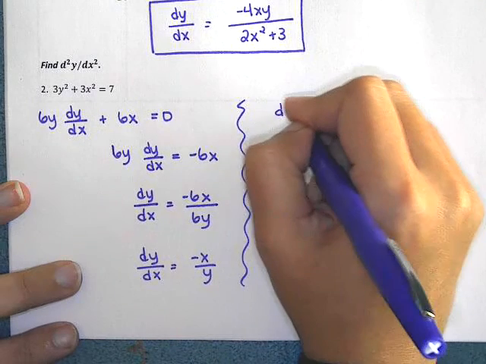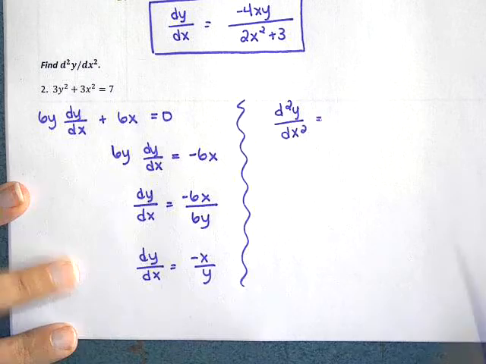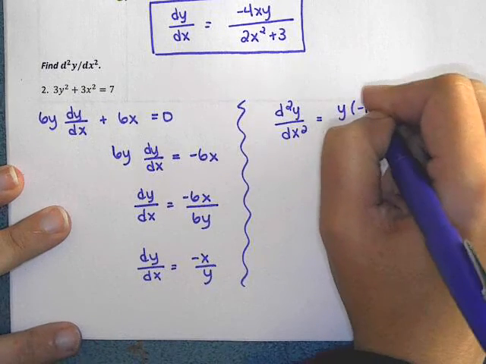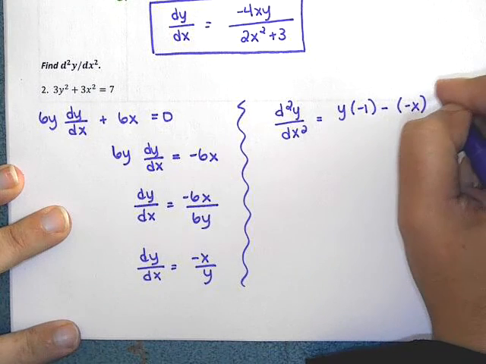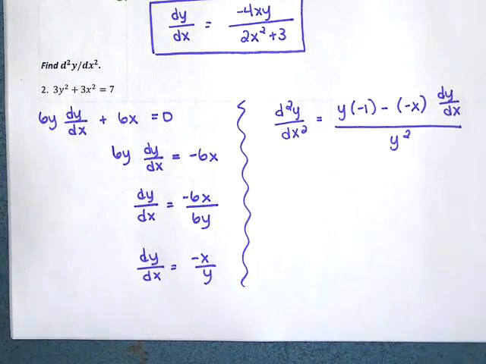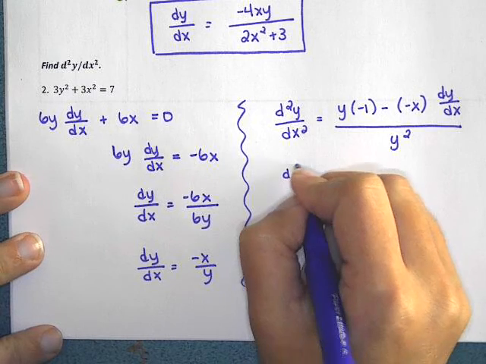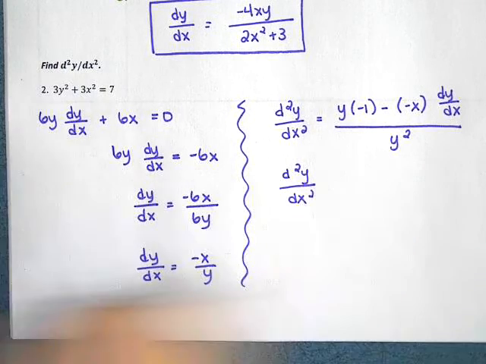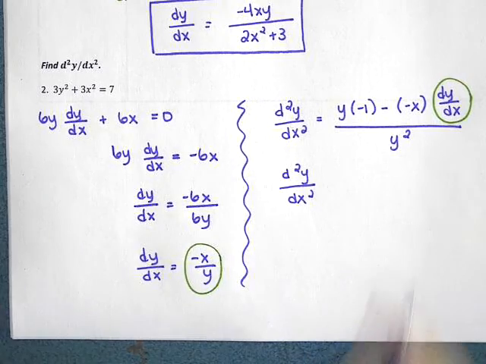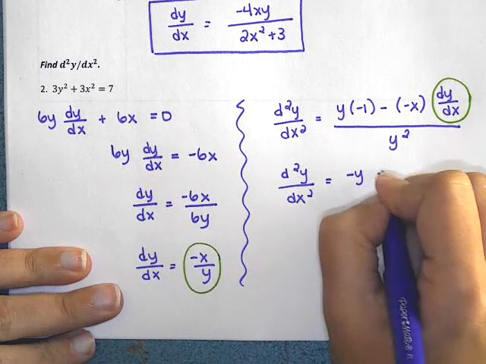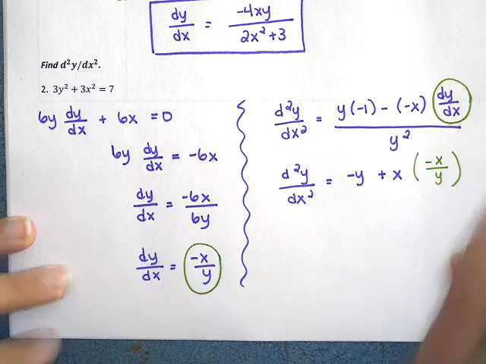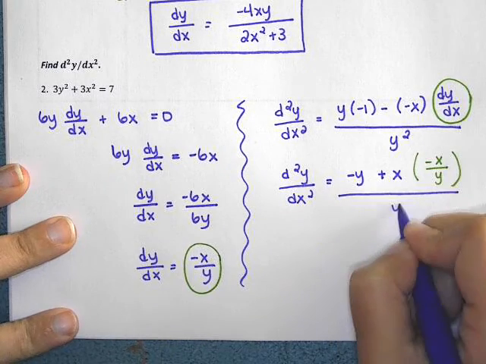So I get d squared y divided by dx squared. Now to find this derivative, I'm going to need to use quotient rule. So low d high minus high d low. The derivative of y would be dy/dx, and low squared goes down below. Now I can simplify this a little bit right away. And one of the other things that I'm going to do right away is I'm going to take this and plug it in here since I happen to know what dy/dx is equal to. So I would have negative y plus x, again it's just two negatives make a positive, times negative x over y, all over y squared.